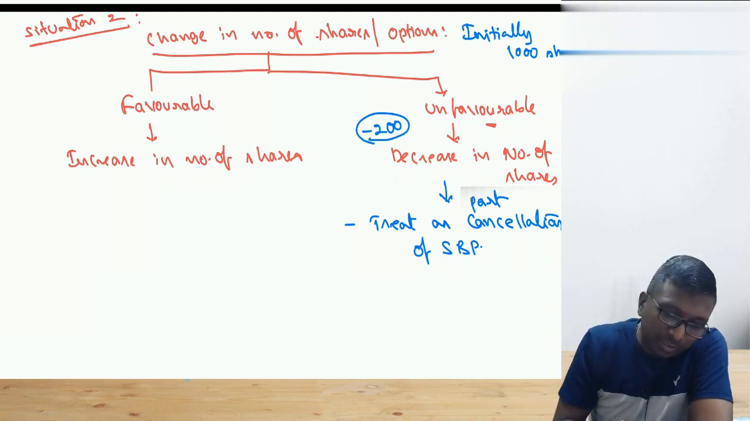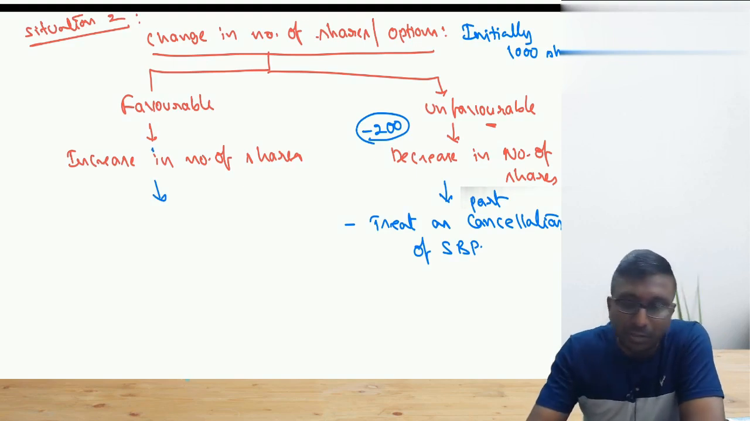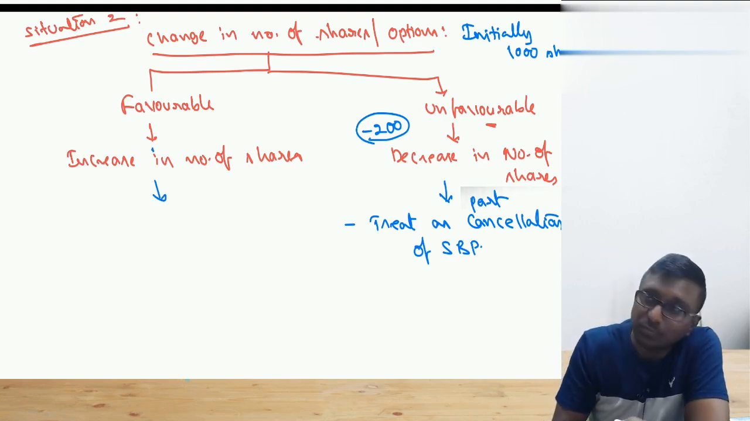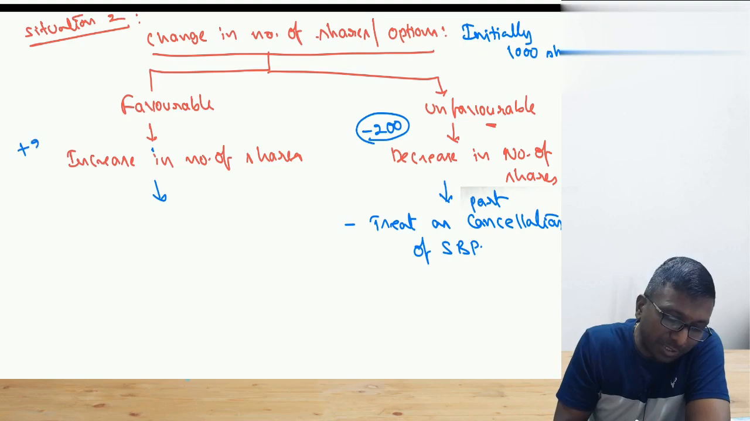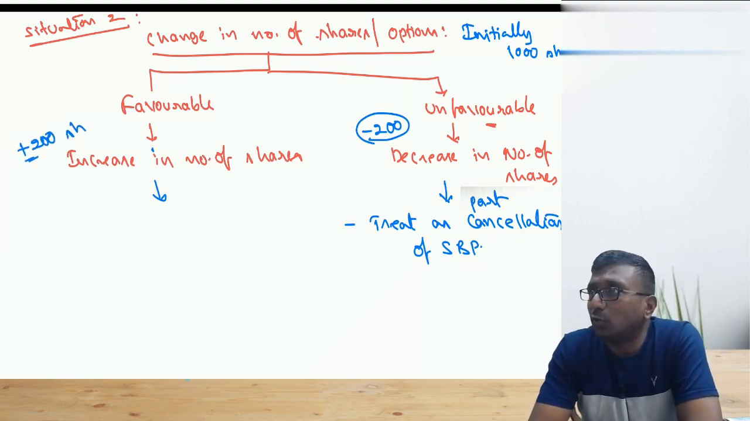This is simple. Suppose initially I told 1,000 shares I'll give. Now I am saying I will give you another 200 shares extra, after a year or 2 years. Now suggest what is better to treat. What is better? Accounting.